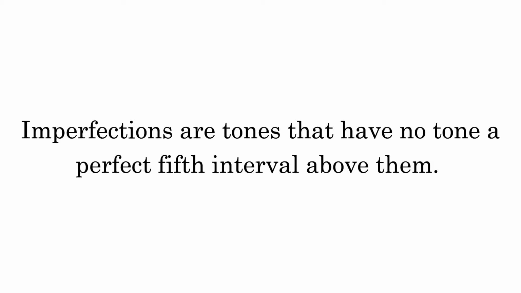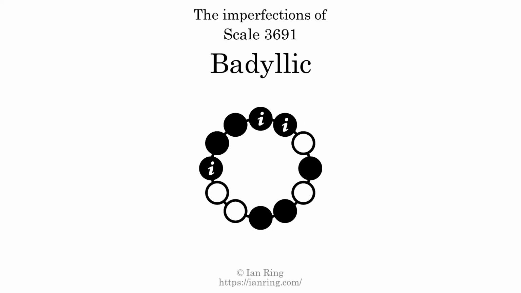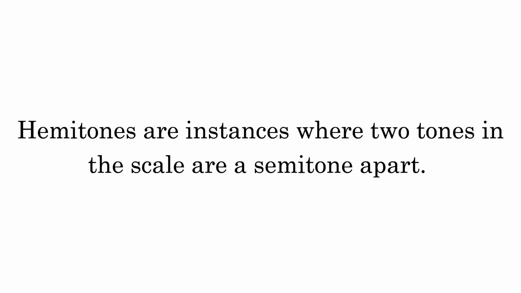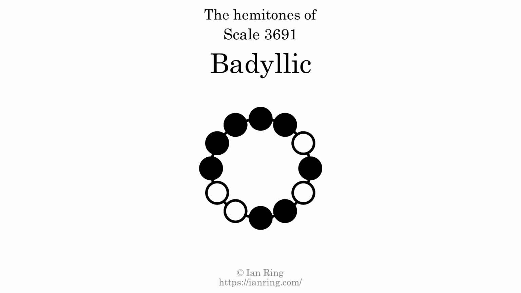Imperfections are tones that have no tone a perfect fifth interval above them. This scale has 3 imperfections. They are at positions here, here, and here. Hemitones are instances where 2 tones in the scale are a semitone apart. This scale has 5 hemitones. They are at positions here, here, here, here, and here.